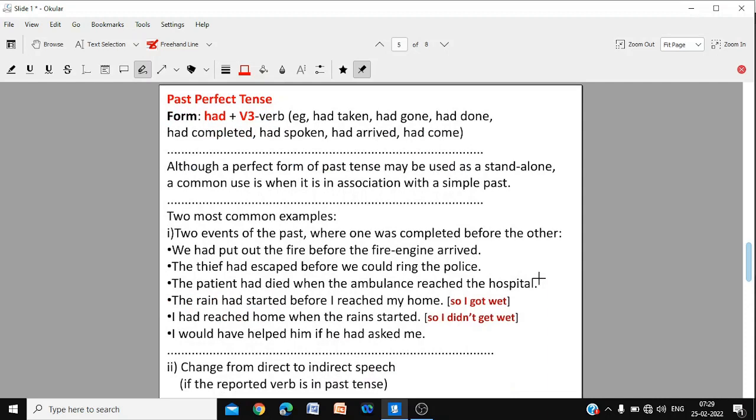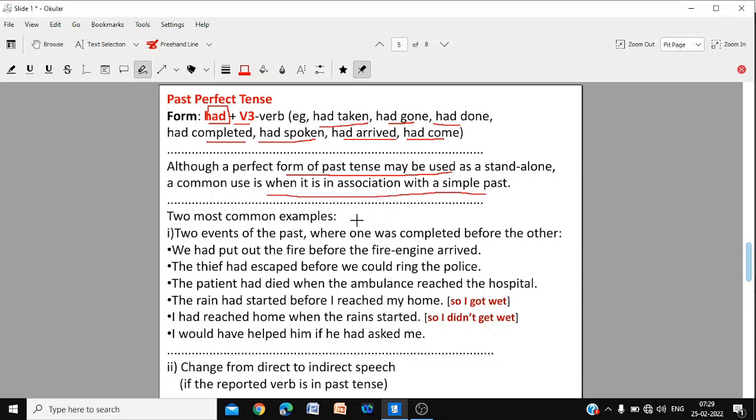Past perfect tense. In present perfect tense, we used has or have. In past perfect tense, we use had plus the V3 form. Had taken, had gone, had done, had completed, had spoken, had arrived, had come. All the perfect forms of past tense may be used as a standalone. A common use is when it is associated with a given simple past.